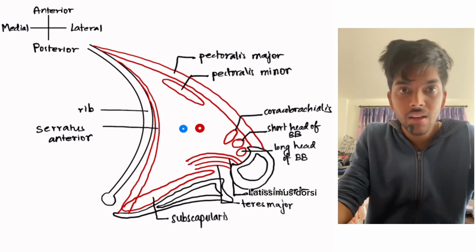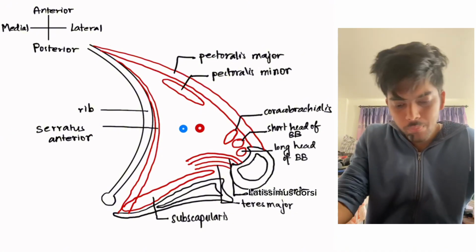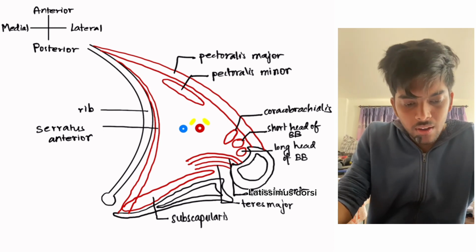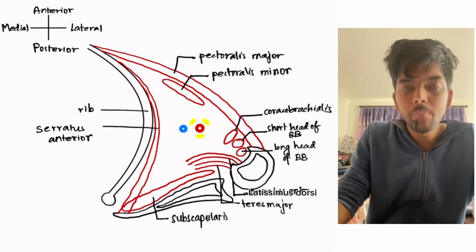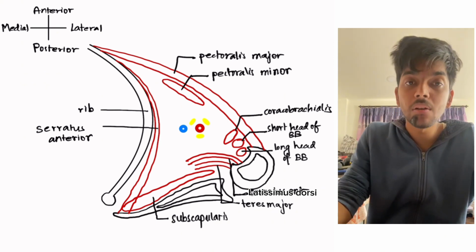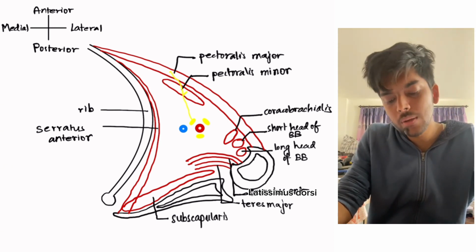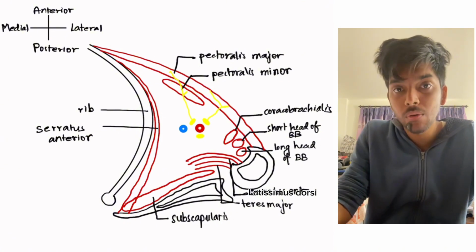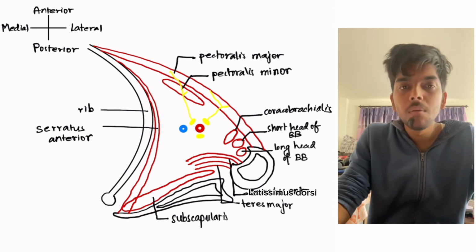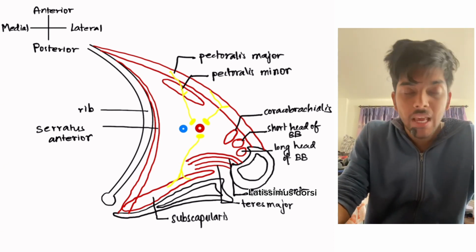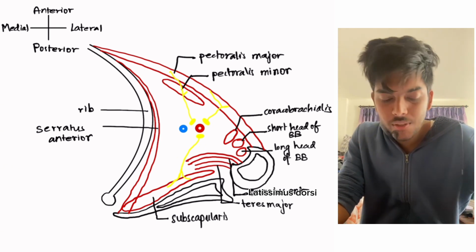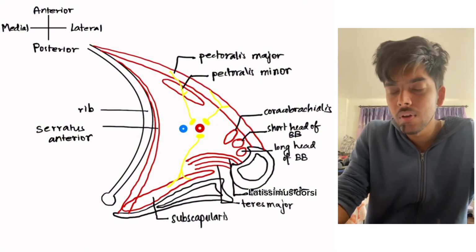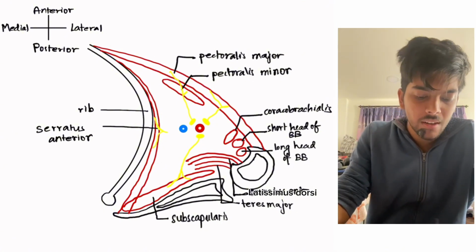What is brachial plexus? It will have a new video of its own soon enough. So the cords are the medial cord, the lateral cord, and the posterior cord. The medial cord gives rise to the medial pectoral nerve. The lateral cord gives rise to the lateral pectoral nerve. Both of them supply the pectoralis muscles. The posterior cord gives rise to subscapular nerve, which supplies the subscapularis muscle. Along with that, you can also find the long thoracic nerve, which supplies the serratus anterior muscle.